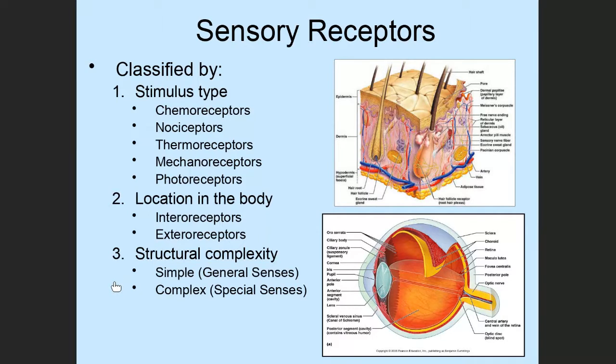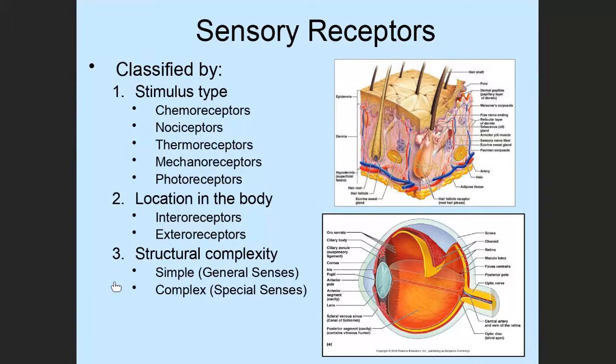Thermoreceptors, as their name implies, respond to changes in temperature. So when you jump into a cool pool in the summer, or you get into a hot shower and you feel those changes in temperature on your body, that's being picked up specifically by thermoreceptors, which again are a receptor type that respond to changes in temperature.